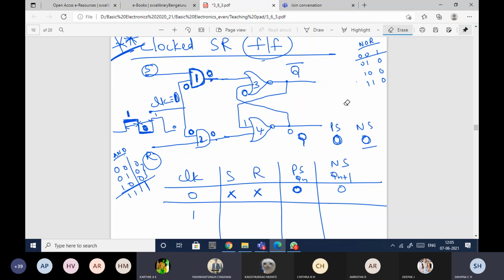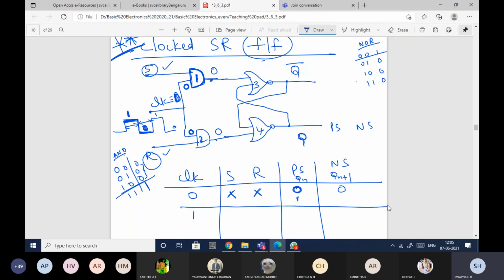Okay, fine. So again, I'll take the second case. As I've already mentioned, whatever might be the S and R values, if the clock input is 0, the output of the first gate will be equal to 0 and the output of the second gate will also be equal to 0. So now again, I need to consider the present state to be 1. Let me write that again here: 0, don't care, and the present state is 1.